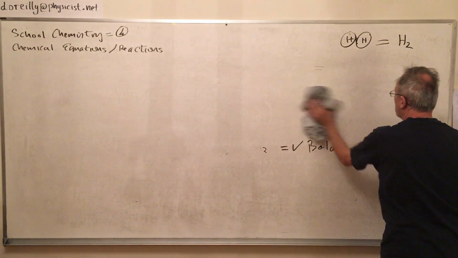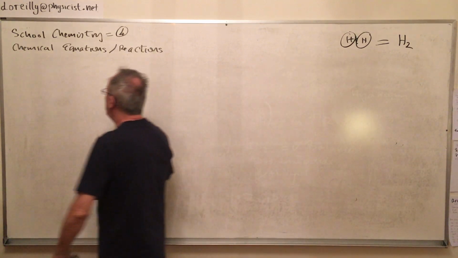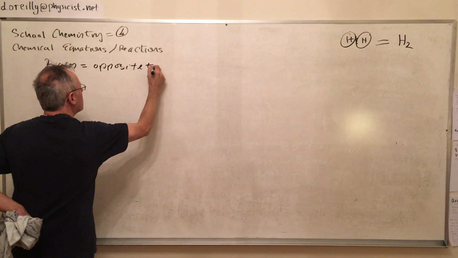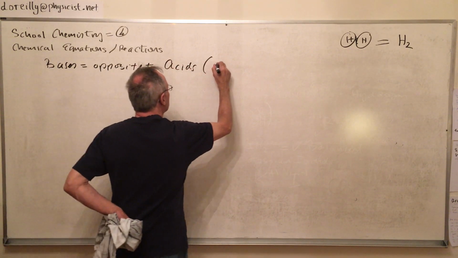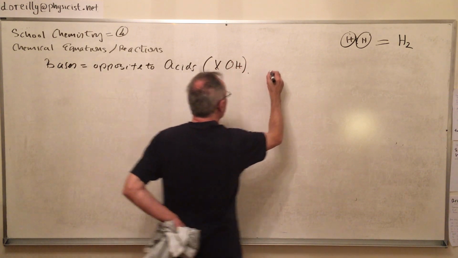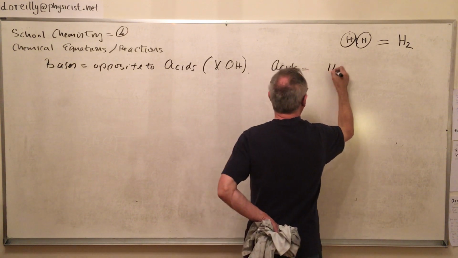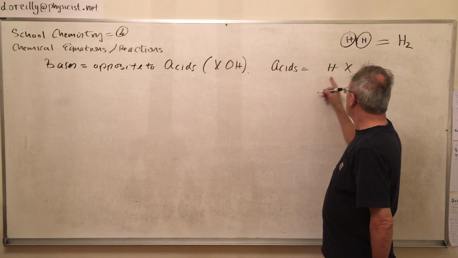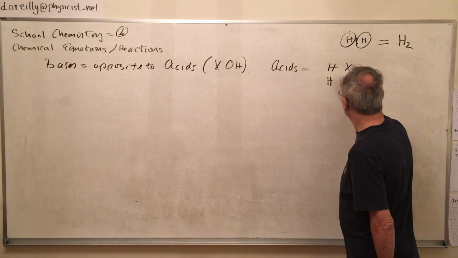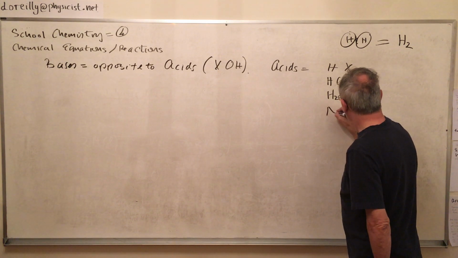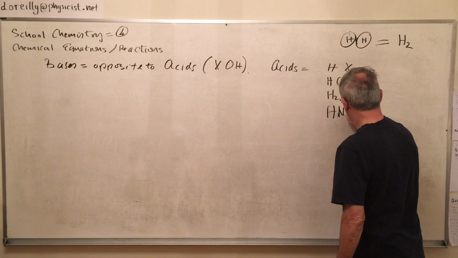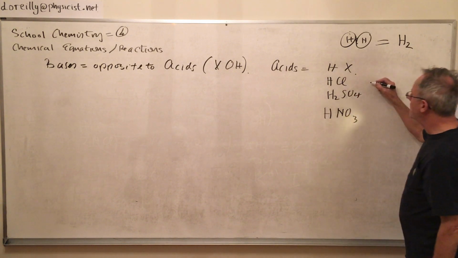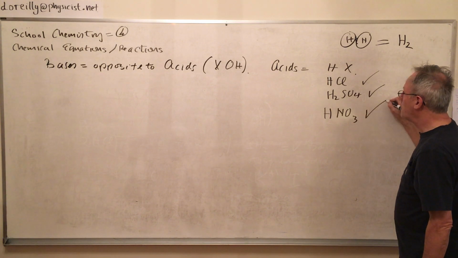The next reaction also involves an acid. So we'll take an acid plus a base instead. Now, a base is denoted by something mysterious plus an OH. An acid is denoted by a H plus something else mysterious. For example, HCl, H2SO4, HNO3. These are the common acids in a lab. Hydrochloric acid, sulfuric acid, nitric acid.